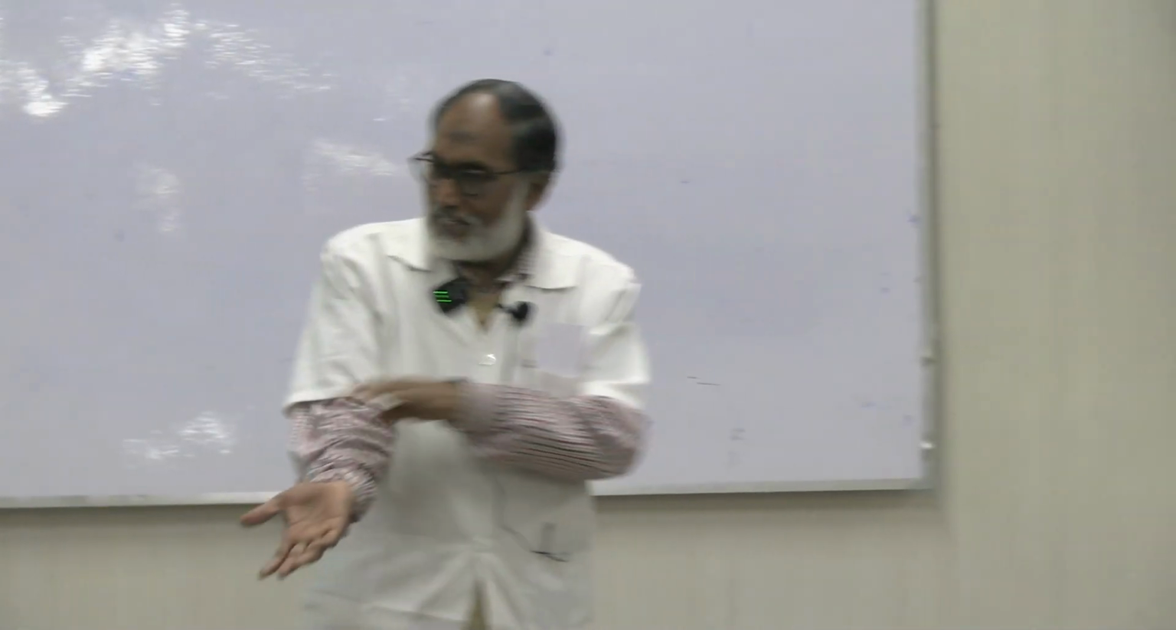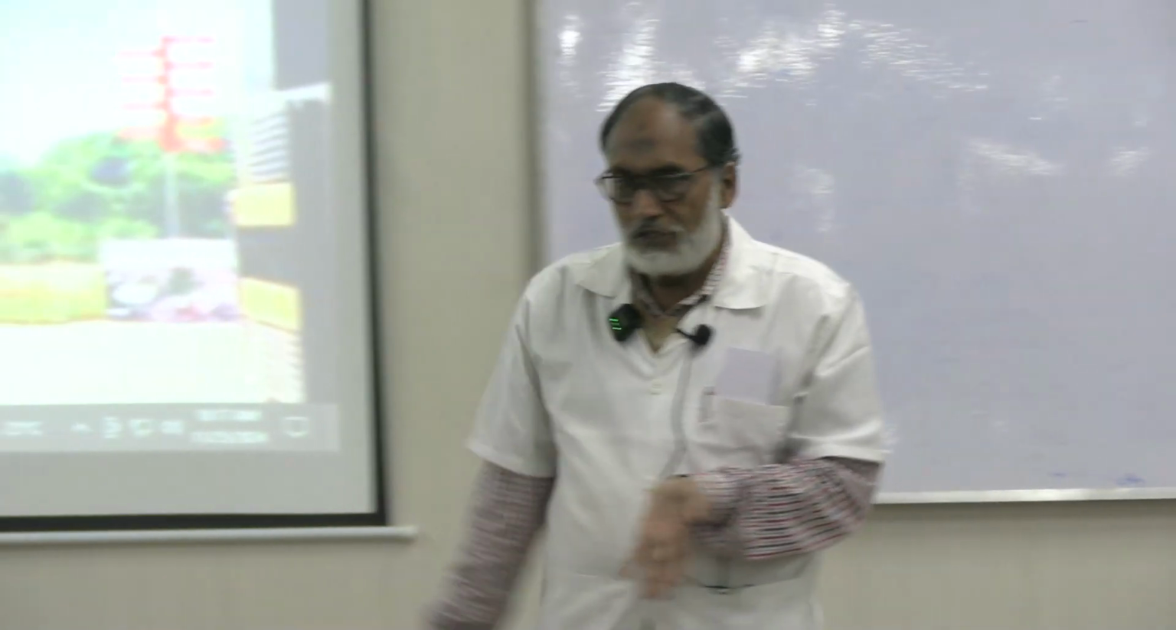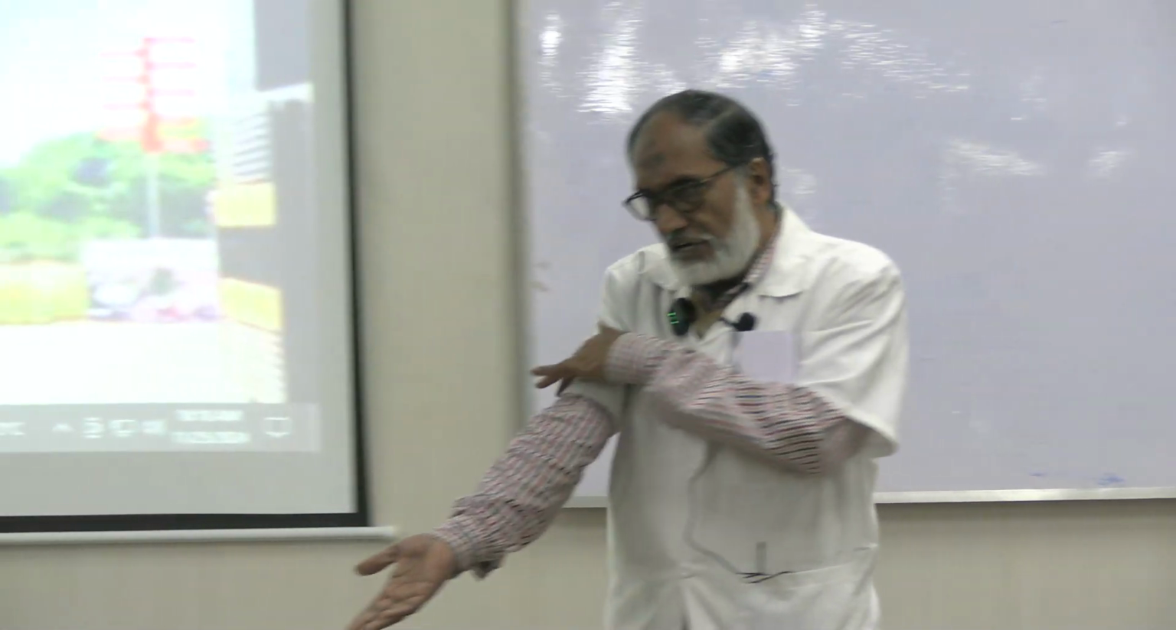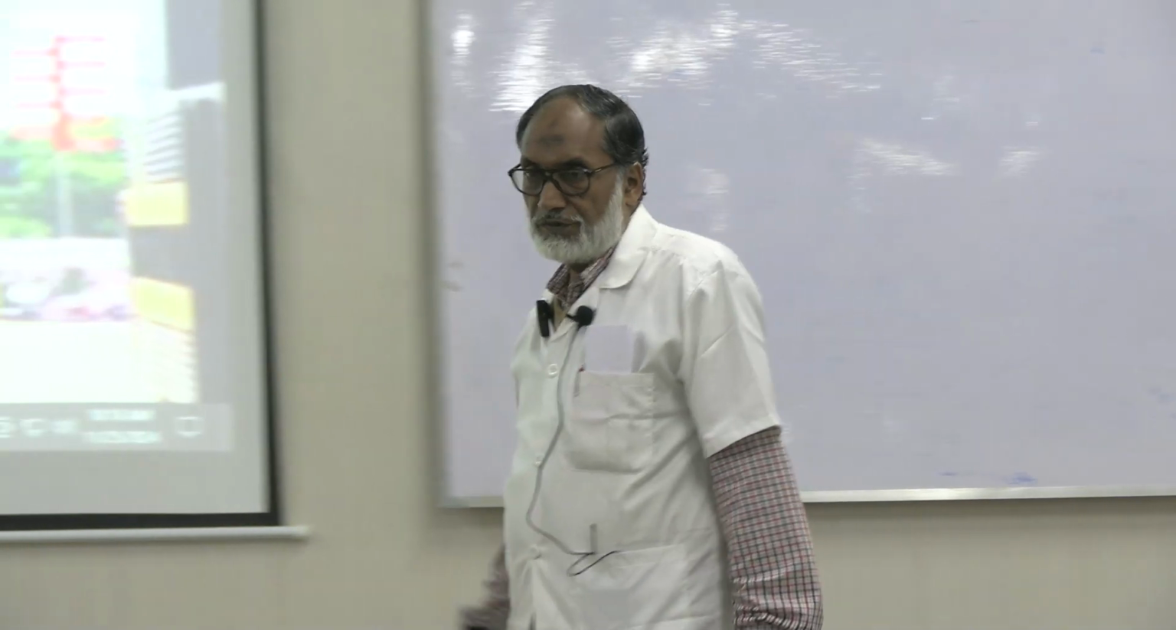Now, which one lies laterally and which one lies medially? Cephalic vein lies laterally, lateral aspect of the forearm, and basilic vein lies medially. This cephalic vein starts from where? Cephalic vein starts from dorsal venous arch. Dorsal venous arch lies on the dorsum of the hand.